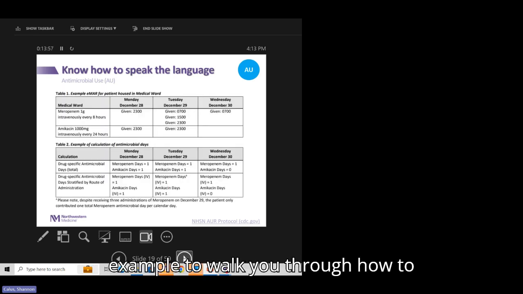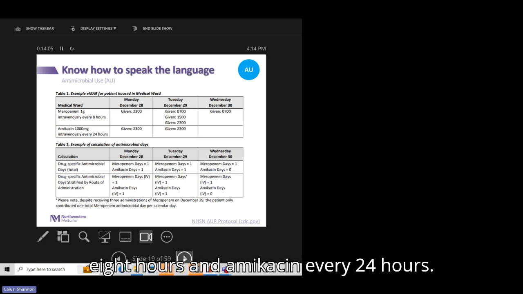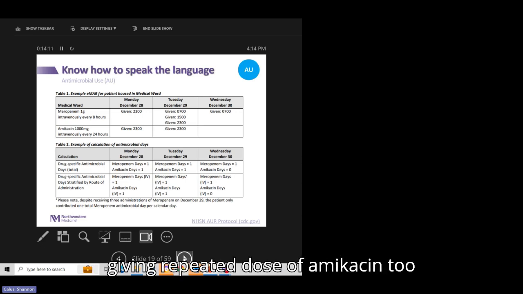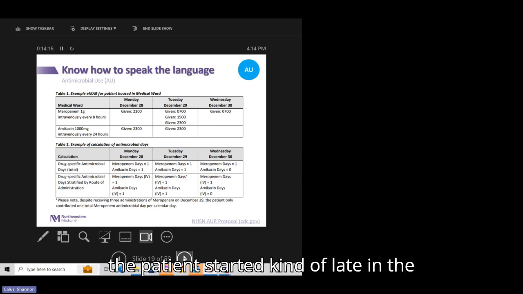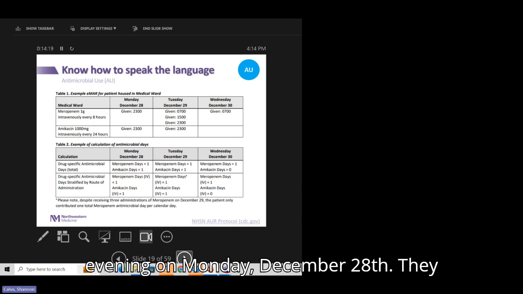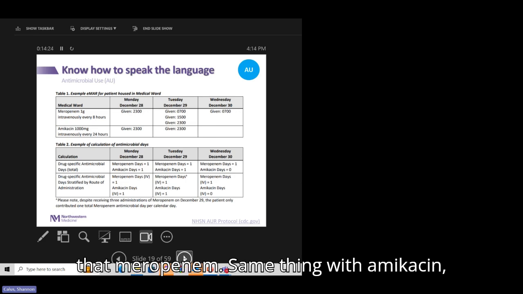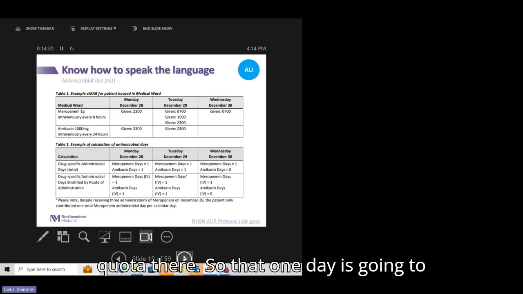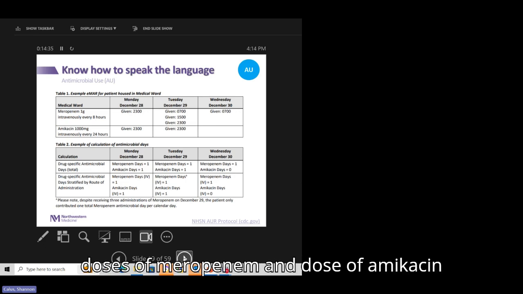This is an example to walk you through how to calculate antimicrobial use. Days of therapy, so we see here patients treated with meropenem 1 gram every 8 hours and amikacin every 24 hours. So ignore that this is maybe an outdated recommendation, and hopefully we're not giving repeated doses of amikacin too often. But here you can see that the patient started late in the evening on Monday, December 28th. They got 1 dose of meropenem, and that's going to count as 1 antibiotic day for that meropenem. Same thing with amikacin. They fulfilled their entire daily quota there, so that 1 day is going to count as well. Same thing Tuesday, we see doses of meropenem and doses of amikacin given.